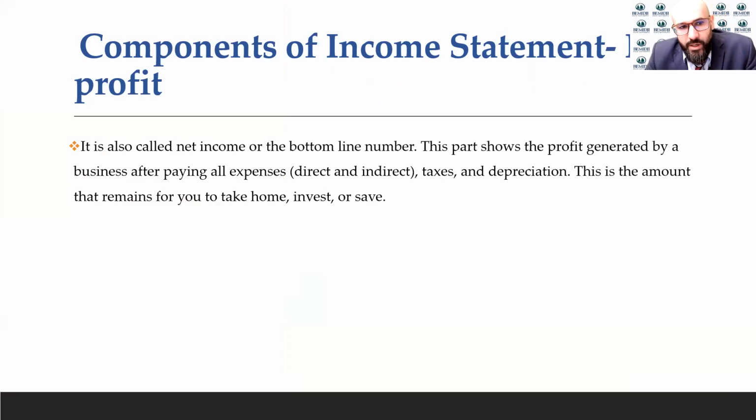The last part of the income statement, of this financial statement, is called the net profit. The net profit is basically called the bottom line, or how much money you could keep in your pocket. This part in particular shows the profit generated by a business after paying all expenses, direct, indirect, taxes, depreciation, and the amount that remains for the company to take home, invest, or to sell.